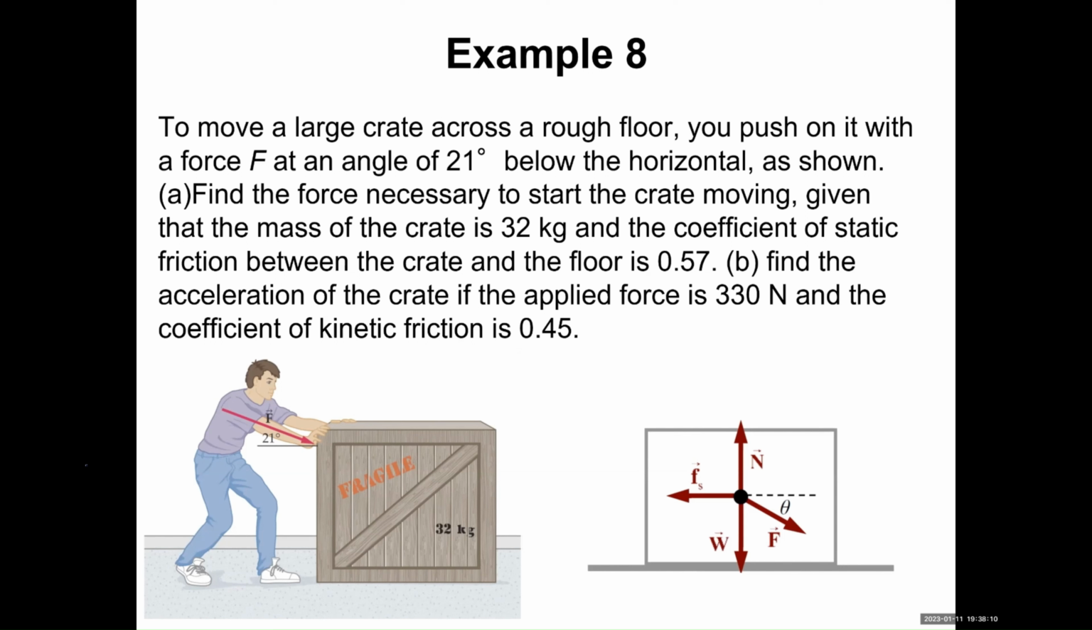All right, so to move a large crate across a rough floor, you push on it with a force F at an angle of 21 degrees below the horizontal, as shown in the picture, and also I have the free body diagram next to that. So we want to find the force necessary to start the crate moving, given that the mass of the crate is 32 kilograms and the coefficient of static friction between the crate and the floor is 0.57.